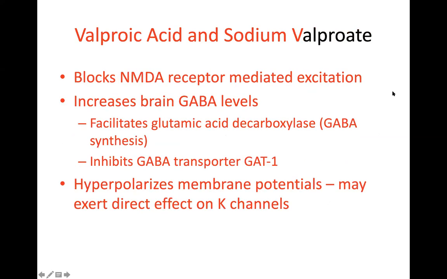What we really see with regard to this is probably an effect on GABA. So we see that it blocks the excitatory actions by blocking the NMDA receptor, but it increases brain GABA levels. Okay, that's the answer to your fourth question today, which I hadn't covered. So one of the things valproic acid does is facilitate glutamic acid decarboxylase. That's an enzyme that is involved in GABA synthesis. So it's going to increase GABA synthesis. And the other thing it does is block the GAT1 transporter, which prevents the GABA from being taken up.